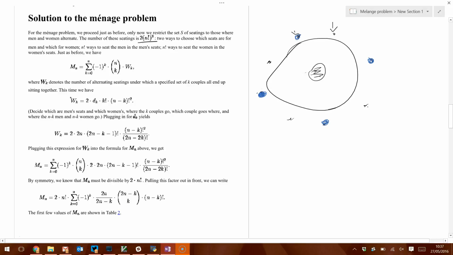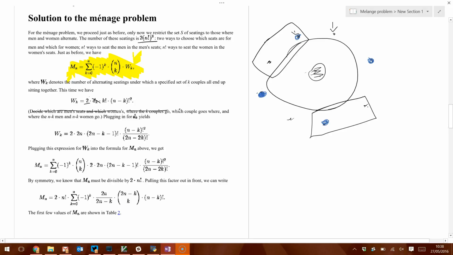Okay, so again, it works just about the same as it did last time. Same formula, but we've got capitals because we're counting something different now. So the number of ways of seating n couples, and we're going to need to work out the number of ways of sitting people down so that k particular couples sit together, and we'll do the inclusion-exclusion thing. So for WK, the formula is slightly different this time. 2 is decide which are men's seats and which are women's. DK, that's the dominoes thing, so where the couples go. So a couple might go there, a couple might go there. So that's one thing that's counted by DK.